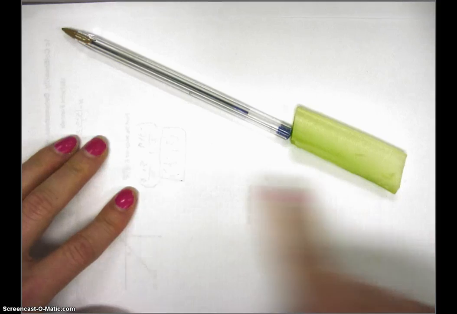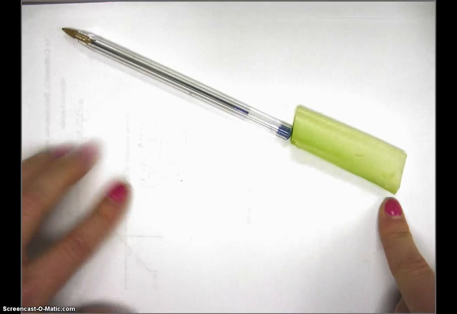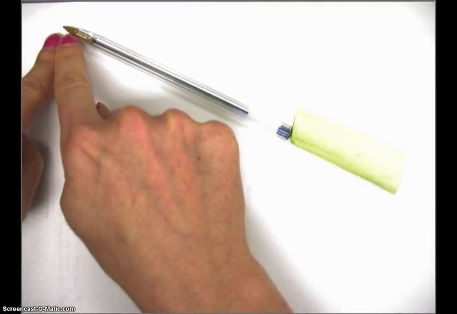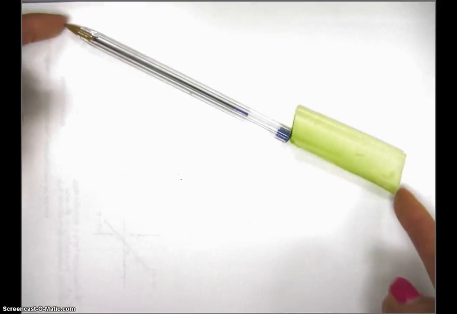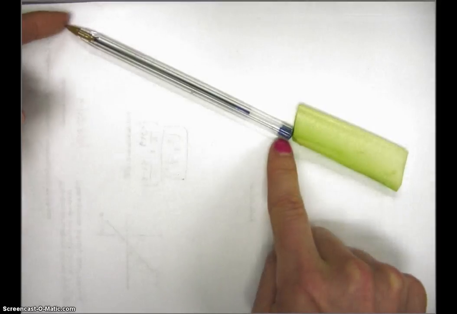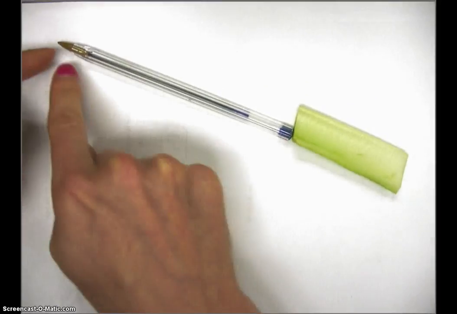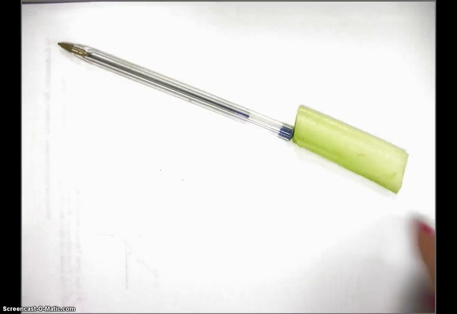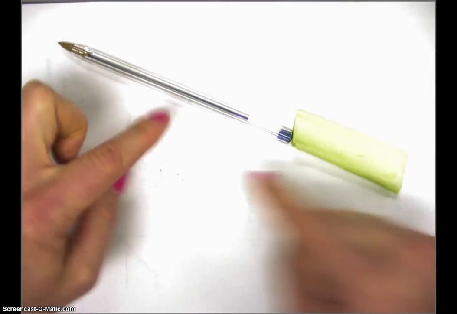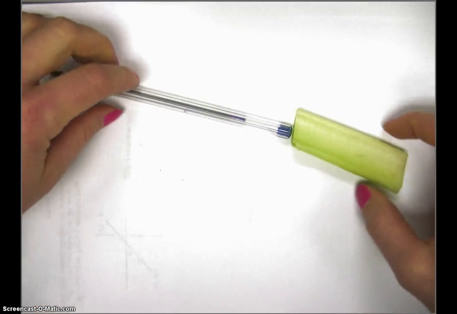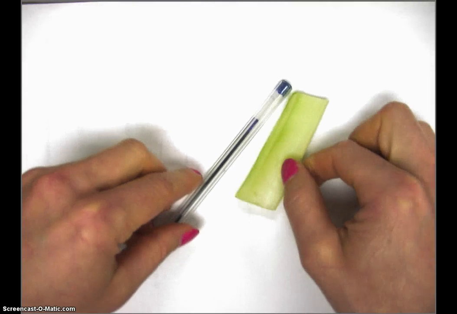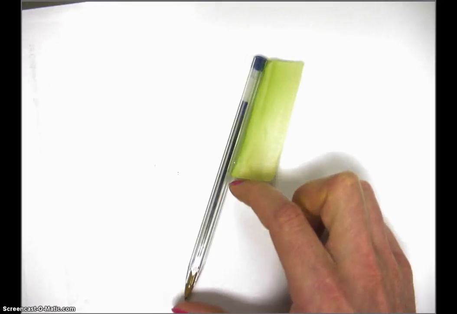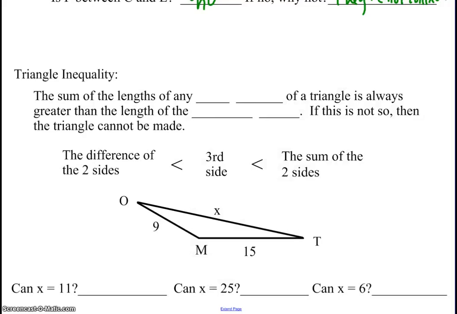So really, how long is this third side going to be? Well, at the longest, it can't be the distance from the end here all the way to this end over here. It's got to be something just a teensy tiny bit shorter than that, and then I can make that third side. So what's the longest that this third side could be? It's got to be something shorter than the sum of these two. And then what's the shortest it can possibly be? The shortest it can possibly be is the difference between these two sides.